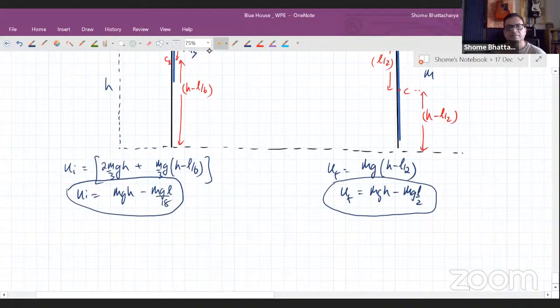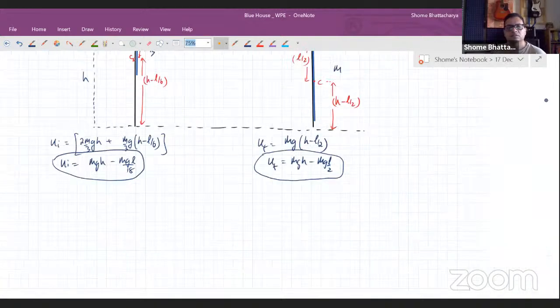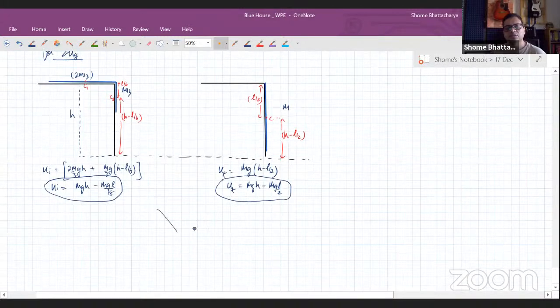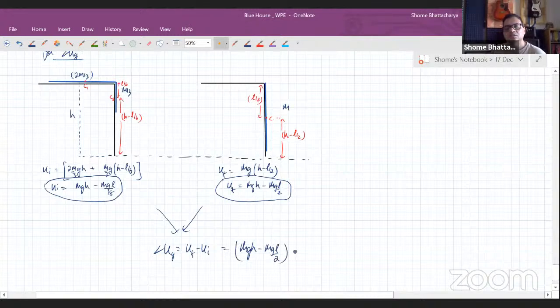So my change in gravitational potential energy will be independent of the reference level. So it will be independent of h. It will be final minus initial. So the mgh term will cancel out, because as far as the change is concerned, the reference doesn't matter. Where we take the reference will not play a role.